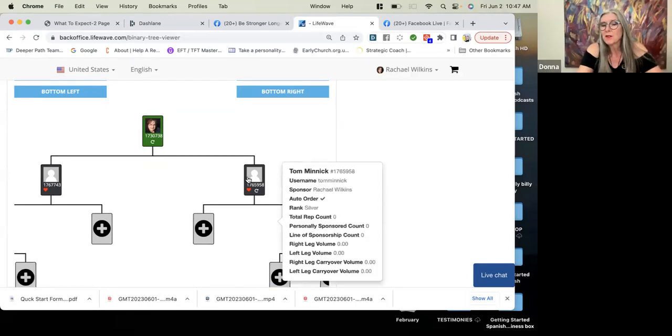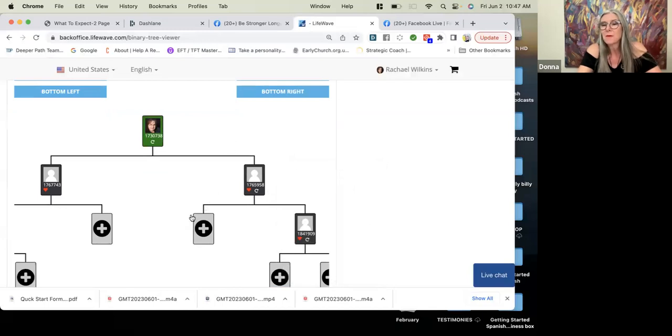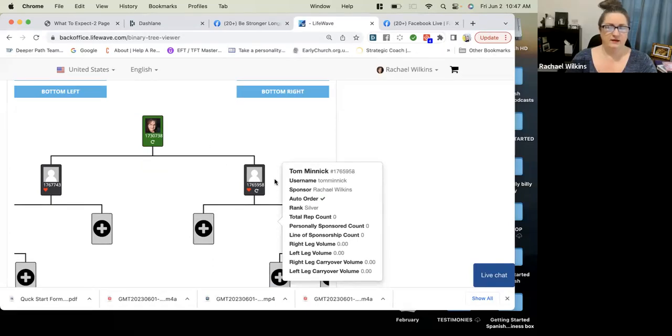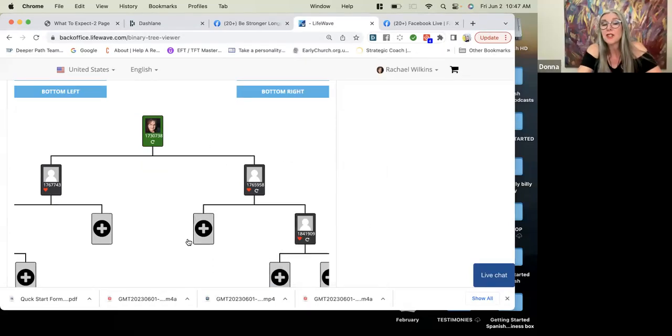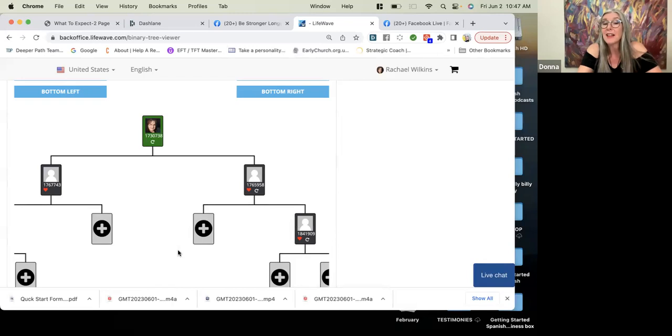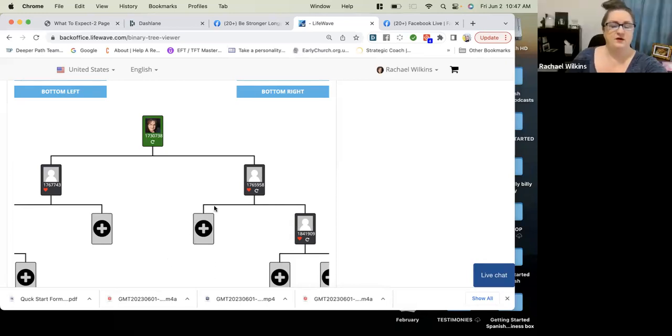Correct. So when this person shares, this is his right leg, and this is his left leg. He shares the right leg with you. And you will not share this left leg with him. Right. But everyone he enrolls will share that left leg with him. And then that left leg for him eventually will become strong as well.